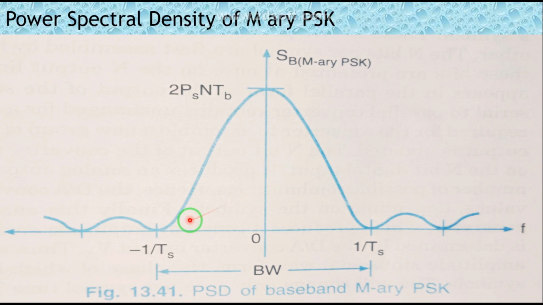So you can see it is a sinc function, it is there. 1 by Ts and it is a minus 1 by Ts. So bandwidth, we can find it by 1 by Ts minus of minus 1 by Ts, right? So hope you understood. And 2 Ps NTB, it is nothing but your amplitude. So the y-axis is your power spectral density versus your frequency, right? That is fs2 minus fs.